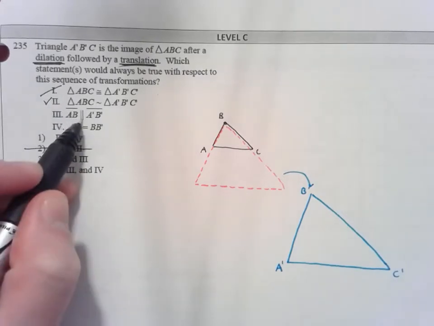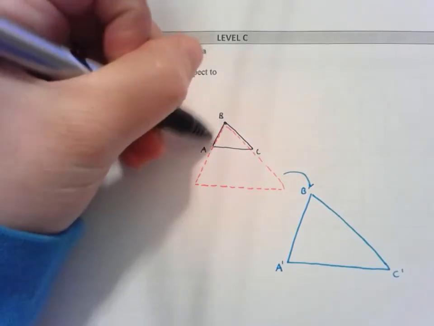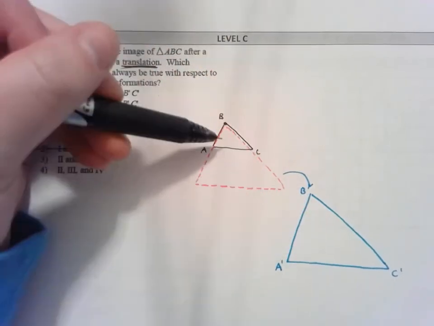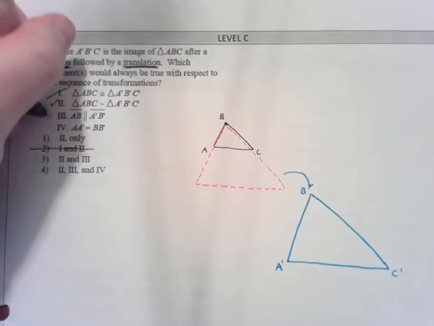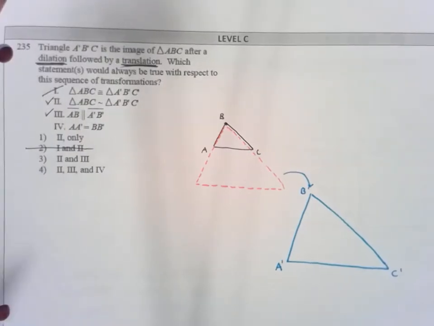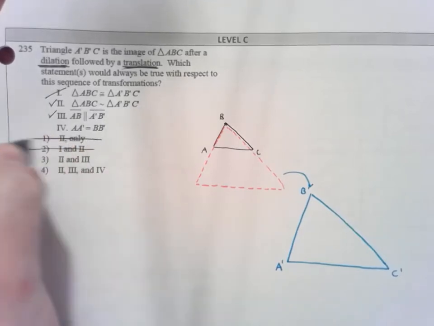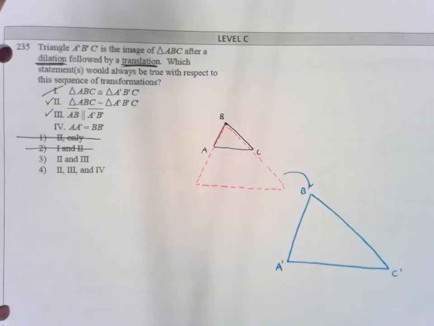AB is parallel to A prime, B prime. Well, let's look at what we have. AB and A prime, B prime are going to be parallel. You can see that from your drawing here. So we'll hold on to this answer choice. Is there anything I can get rid of here? Sure, I can get rid of answer choice 1, because I know that 2 only is not going to be the answer.